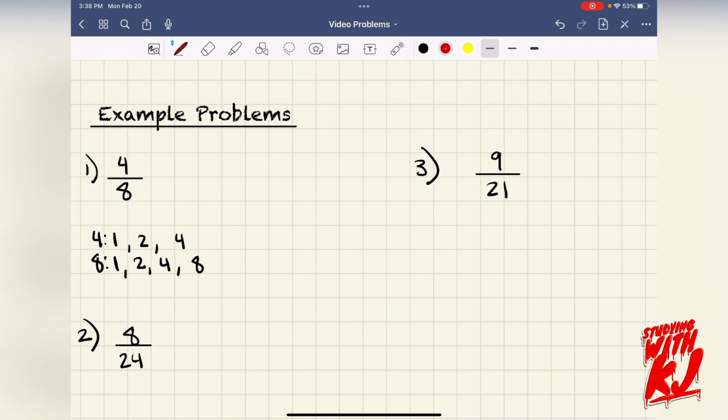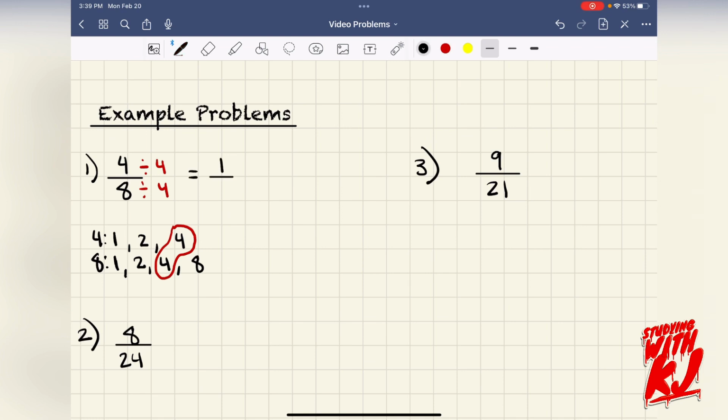So now that we've found all the factors of both 4 and 8, let's find the greatest common factor between both 4 and 8, and that is 4. So now that we found the greatest common factor, we can divide that into both the numerator and denominator of 4 over 8. So 4 divided by 4 and 8 divided by 4. And when you do that, you get 1 over 2. And that is your simplest form of 4 over 8, and we know that because the greatest common factor of 1 and 2 is 1.